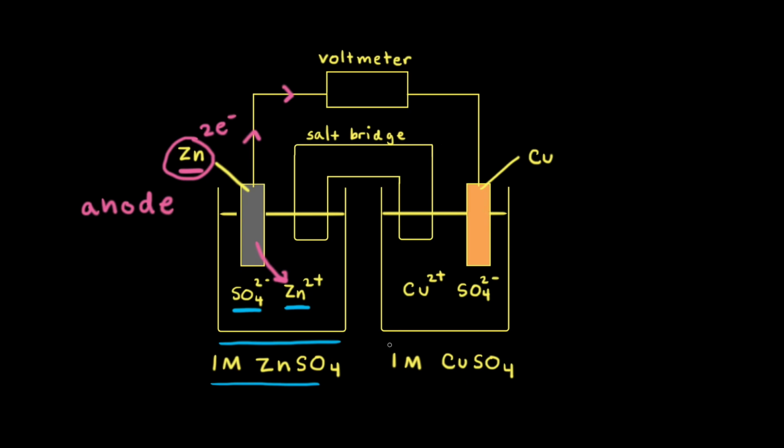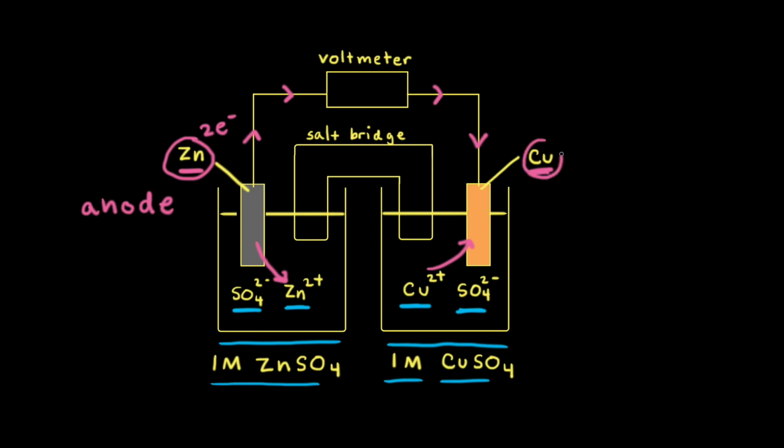Next, let's look at the compartment on the right, which is a beaker that contains a 1 molar solution of copper sulfate. So in this beaker, there are copper 2 plus ions and sulfate anions in aqueous solution. We know that electrons are moving in this wire that connects the 2 compartments. And at the surface of this copper electrode, the copper 2 plus ions come in contact with 2 electrons and are reduced to form solid copper.